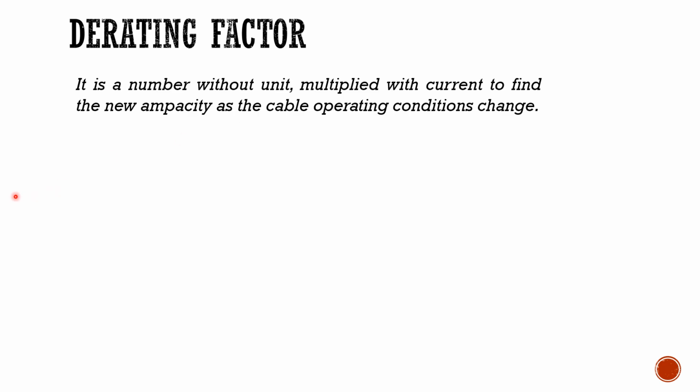We're going to take some examples. So what is the rating factor? It is a number without units, which is multiplied with the current to find the new capacity, the ampacity, that is the current capacity of the cable as the operating conditions change. Expressed in a formula, the new rating of a conductor is the rating factor K multiplied by the old rating.